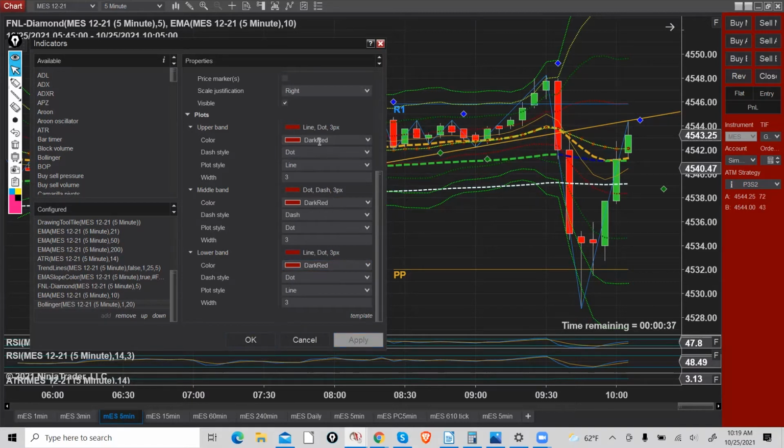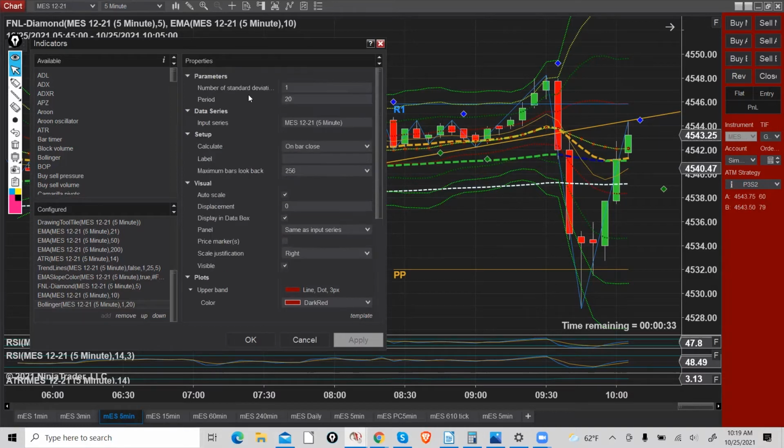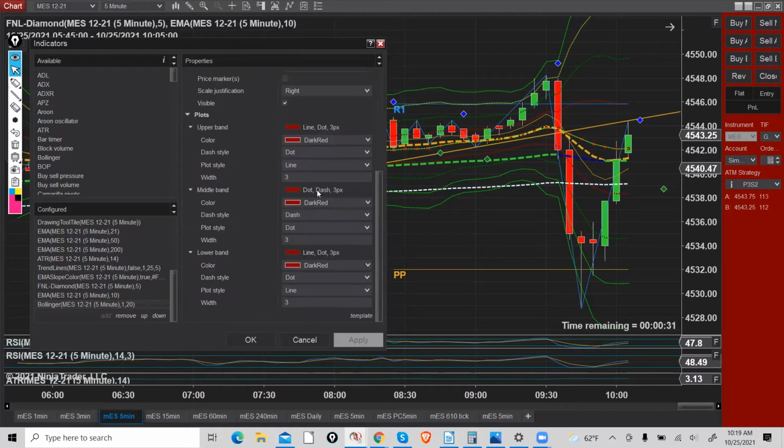So once I get it set up how I want to, I change the color of each one under plots. And again, the parameter is 1 and 20. Hit apply at the bottom. They're all red, and I see that the red Bollinger came up on my charts over there. Awesome. I'm going to go look at the charts. So applied it. We're good.